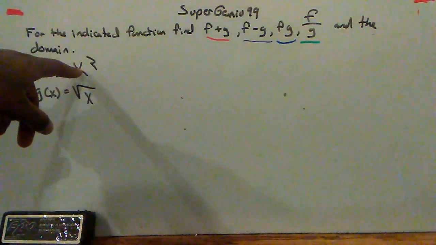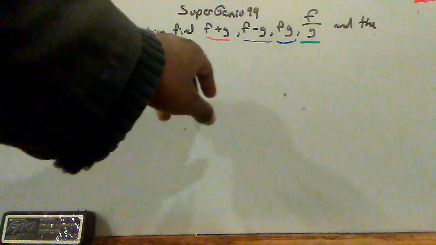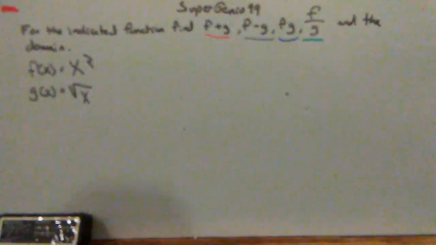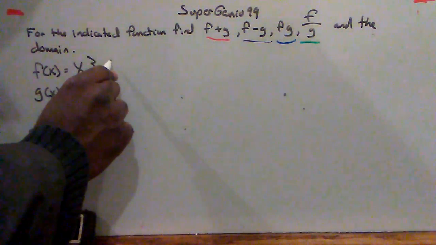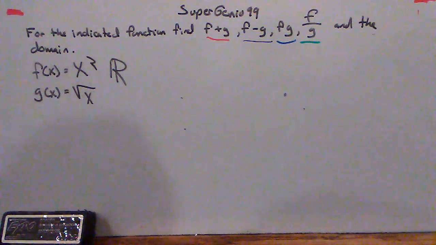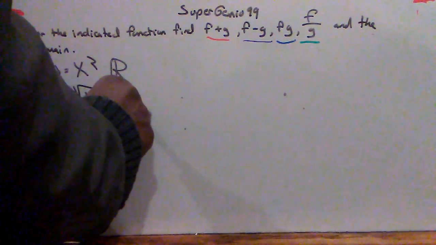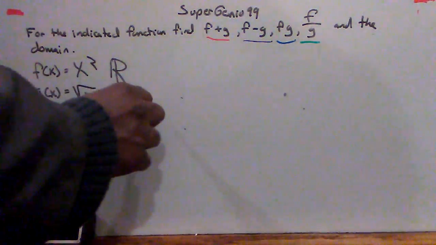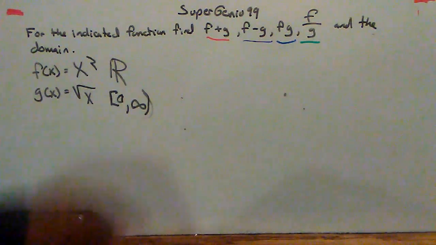Okay, here we have f of x equals x squared and g of x equals the square root of x. So we're going to find f plus g, f minus g, f times g, and f divided by g. Okay, and the domain of f of x is all real numbers. The domain of g of x, well, we have a radical here, so what can x not be? Right, x cannot be negative, so we can have anything but a negative number. So all of the non-negative numbers are anything from 0 on up, so 0 to infinity.